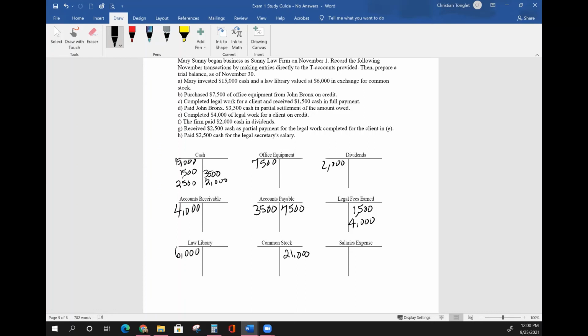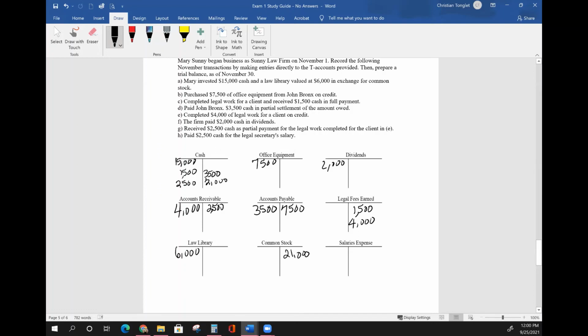So I'm collecting $2,500 cash. That means I have to do a debit. And they're paying me for some of the work, so I have a receivable on the books that I'm going to collect from them in the future. I have to reduce that. So I'm reducing my accounts receivable, which is an asset account, so I have to credit to reduce it.